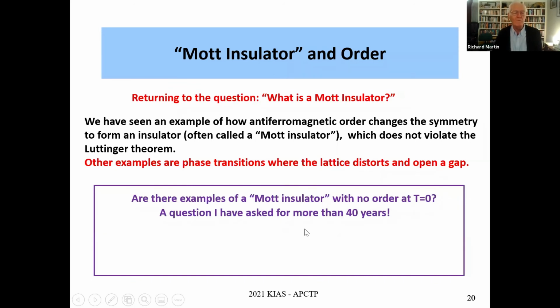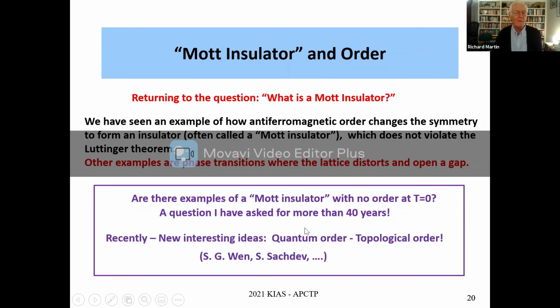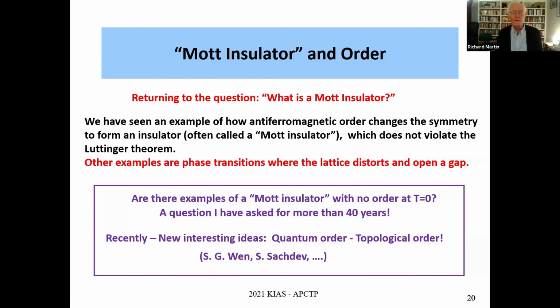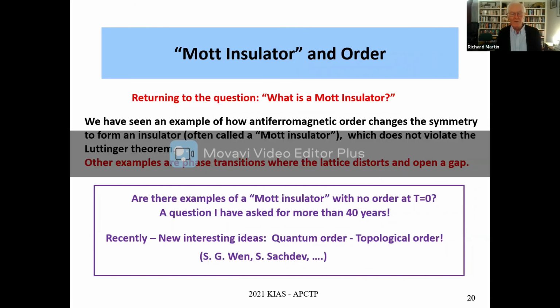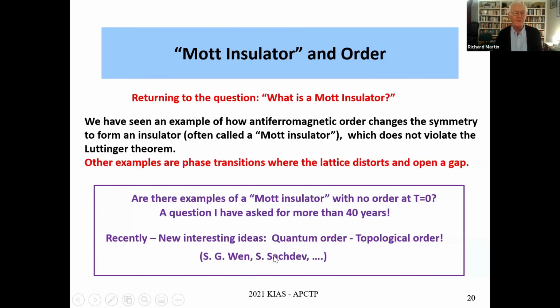And in fact, some speculations have been coming around recently that might be very interesting. Topological order. There's a possibility of a quantum order or topological order that would be a complex order parameter that's not something you see with X-rays. It's something that would be the topological properties of the system. And proposals like that have been made by Xiao-Gang Wen and Subir Sachdev and other people.